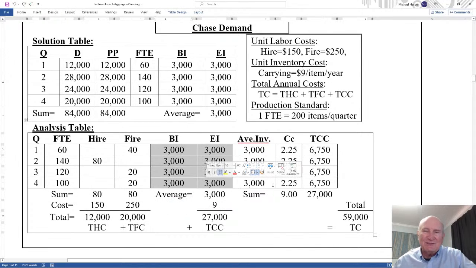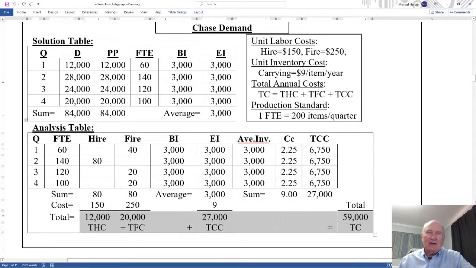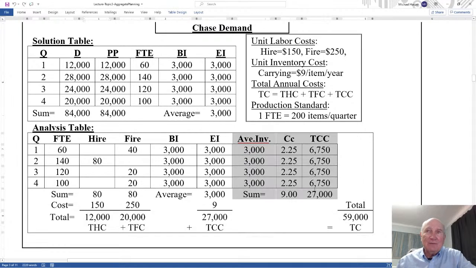It's 3,000. It's all the same. Okay. Well, the average of all the 3,000 is just 3,000. Times 9 is 27,000. Add these up, and there's my total cost. And also, this over here is going to be a lot easier, isn't it? Well, 3,000, 3,000, 3,000. 3,000 times 225 is 6,750. So all these are the same. Again, the 27,000 should be the same.